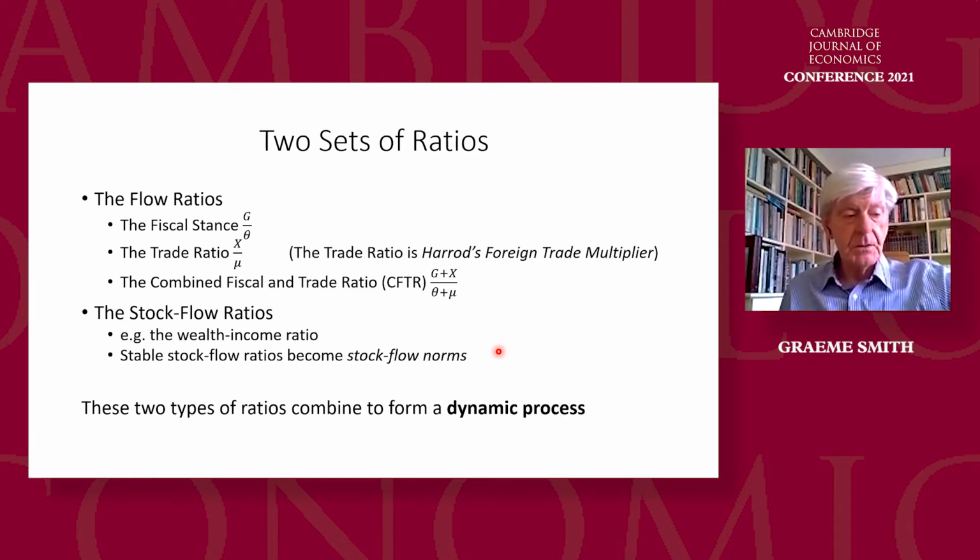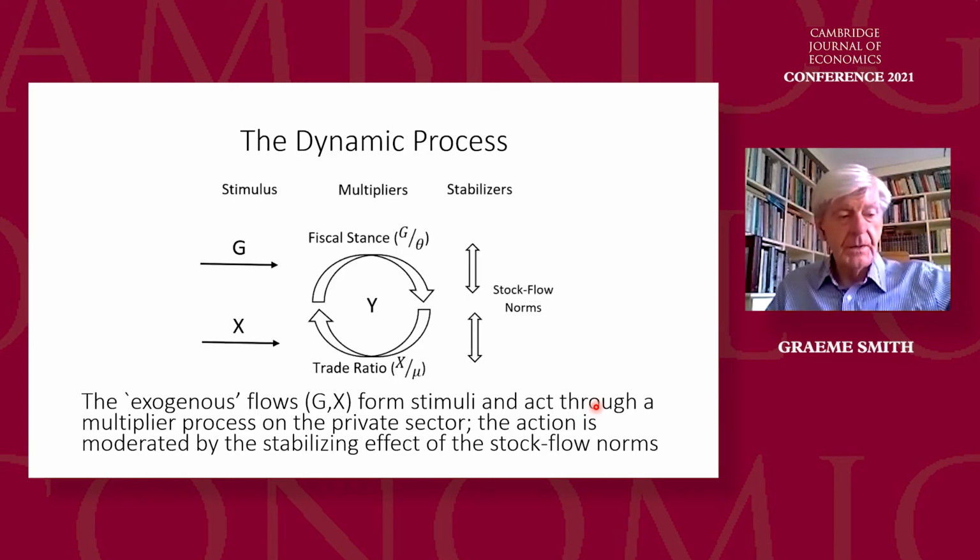The point of this paper is to explain that these two sets of ratios combine to form a dynamic process. And this little schematic shows how the dynamic process works. The idea is that G and X, being exogenous variables, act as stimuli through a multiplier process on national income. And that this stimulus, this multiplier effect, is moderated by the stabilizing effect of the stock flow norms. So the appropriate level of income is found by adjusting private sector expenditure and wealth to respect the proportions in the stock flow norm.